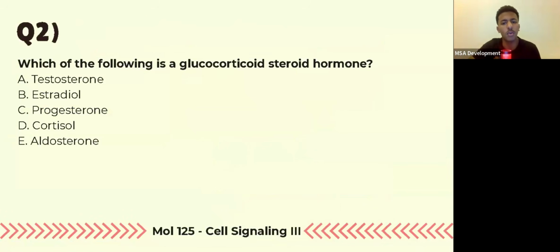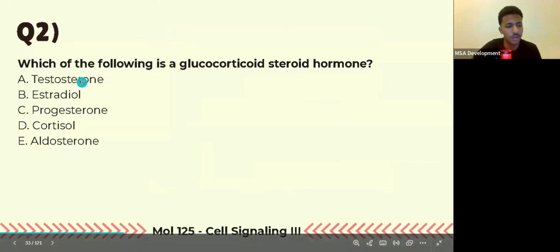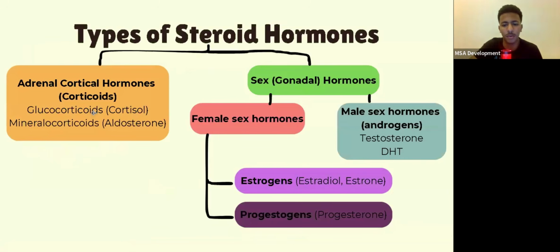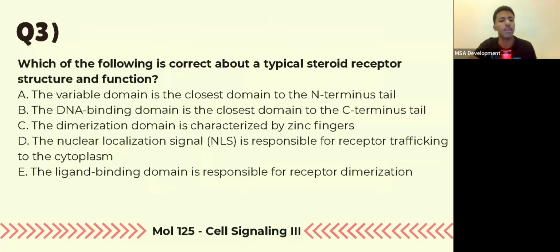Which of the following is a glucocorticoid steroid hormone? The answer is D. Okay, the answer is cortisol. Testosterone is an androgen, estradiol is an estrogen, aldosterone is a mineralocorticoid, and progesterone is a progestogen. Question 3. Which of the following is correct about a typical steroid receptor structure and function?